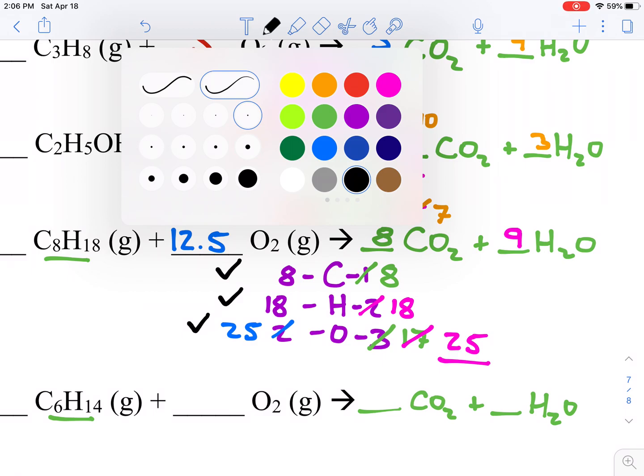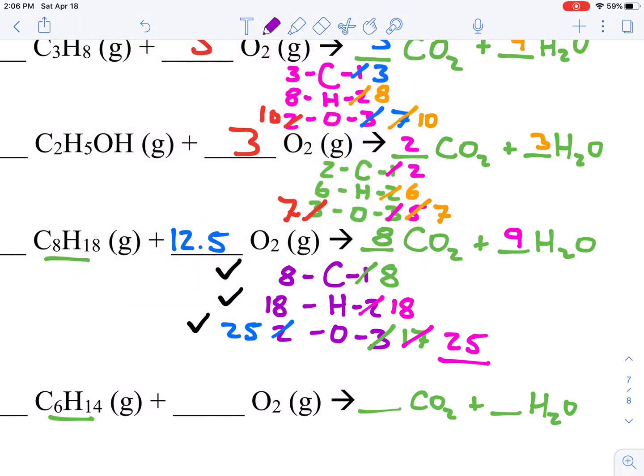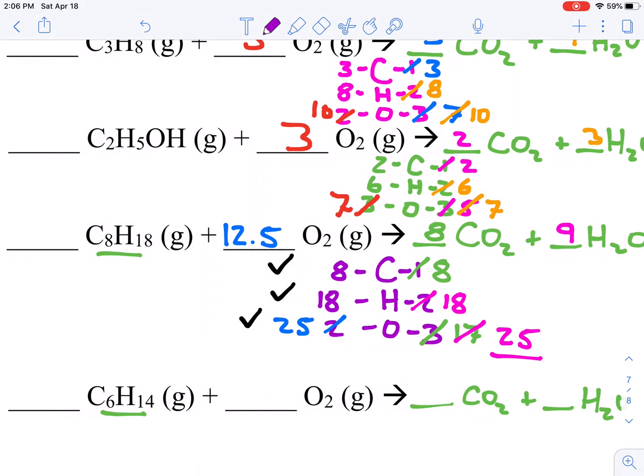So what we need to do at the end of the day here is to come back through. We'll do this in purple. And we need to multiply everything times 2. So 1 is going to become 2. 12.5 is going to become 25. This is a lot written in here, but 8 is going to become 16, and 9 is going to become 18. And you can literally just leave it like that.